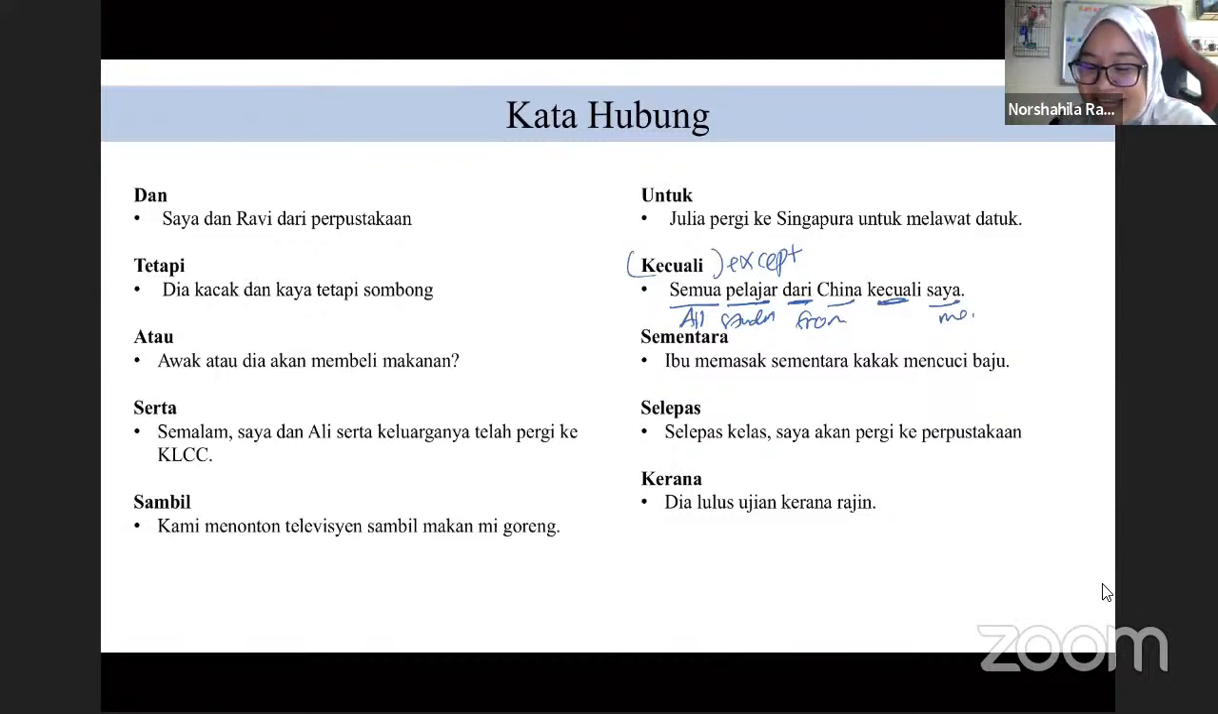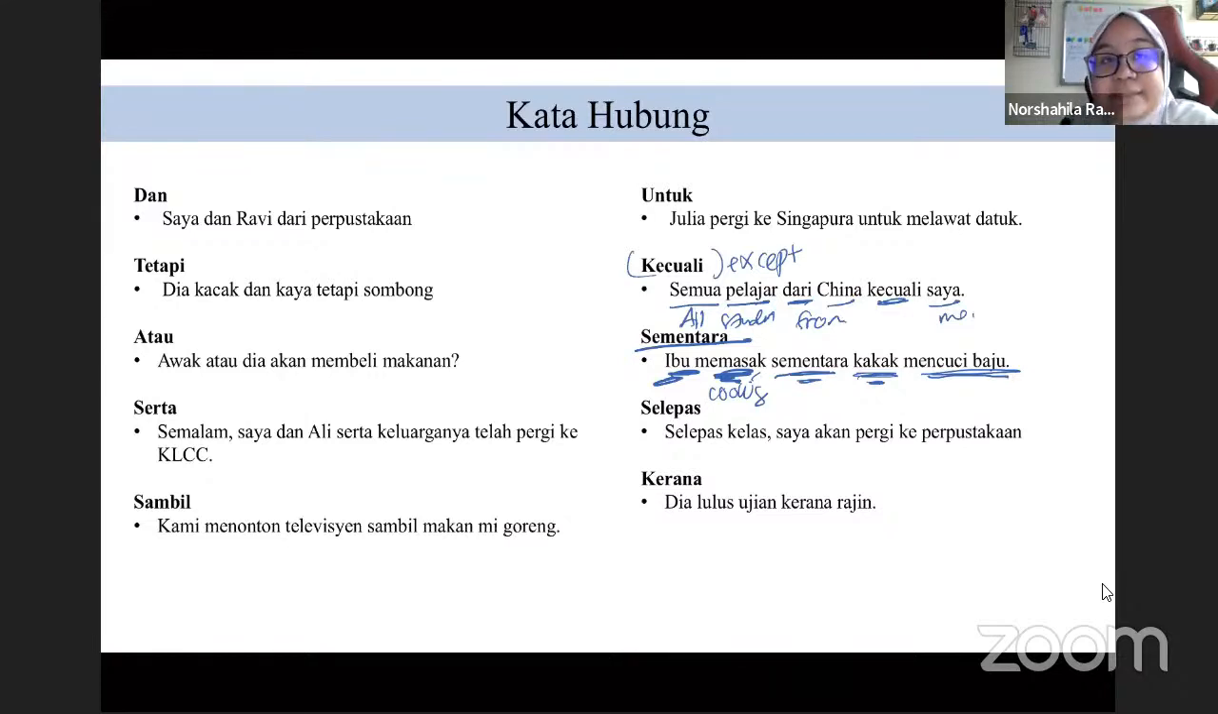Okay, so next is sementara, meanwhile. Sementara. Ibu memasak. Mother is cooking. Meanwhile, sister is washing clothes. Memasak is cooking. Meanwhile, your elder sister is washing clothes.